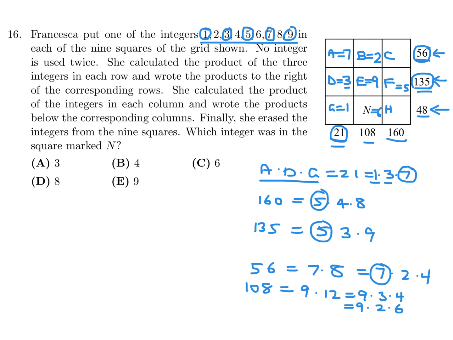And if you want to complete the table, the C will be the 4, and then the H will be an 8. And so it all works out. So therefore, the N is the 6. And it took a little bit of time, but it's actually not that bad. So the answer is C.